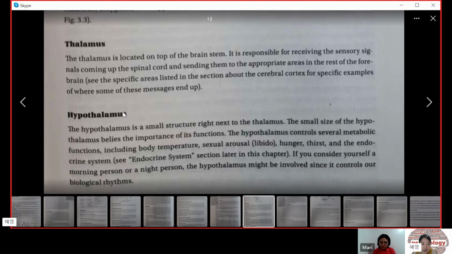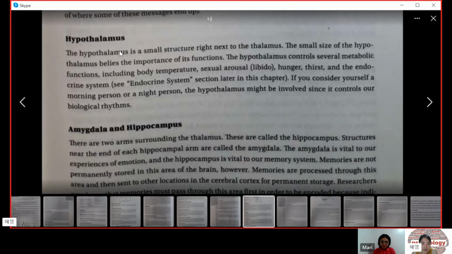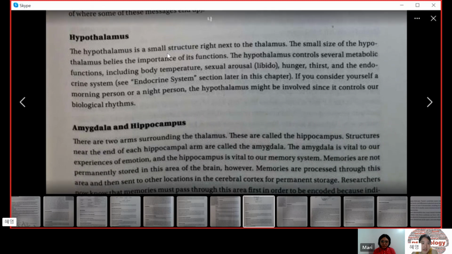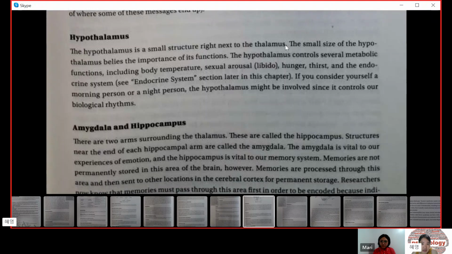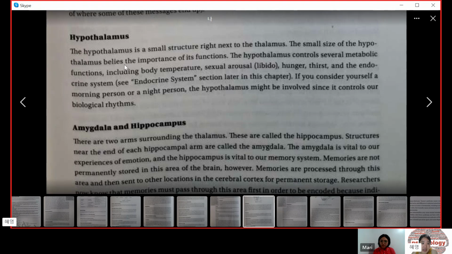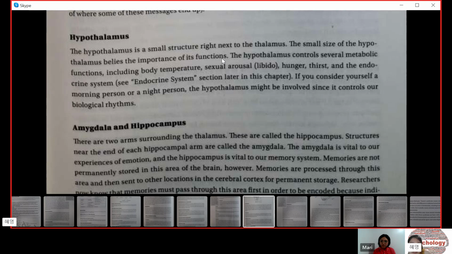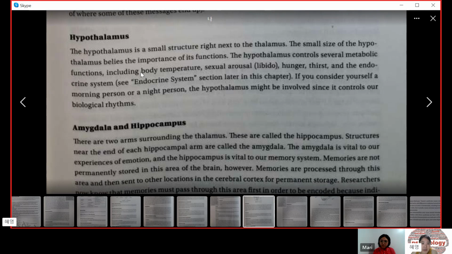Hypothalamus. Hypothalamus is a small structure right next to the thalamus. The small size of the hypothalamus belies the importance of its function. The hypothalamus controls several metabolic functions, including body temperature, sexual arousal, libido, hunger, thirst, and the endocrine system.